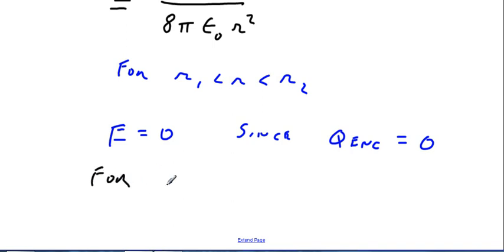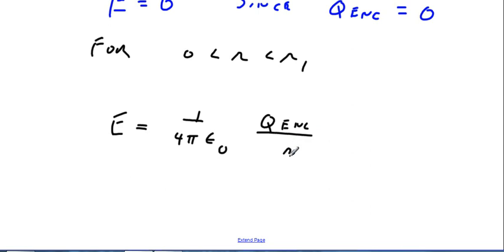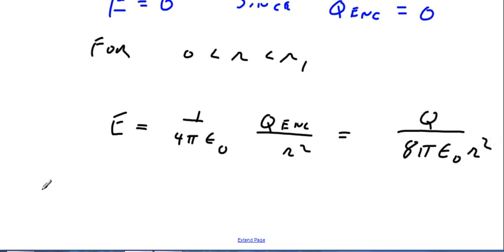All right, now we're going to look at 0 less than R less than R1. So now I'm inside the other region, and E is going to be 1 over 4 pi epsilon naught the Q enclosed divided by R squared, and so that's going to be Q over 8 pi epsilon naught R squared. Okay, so that's the A part.